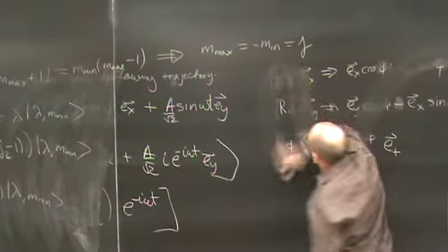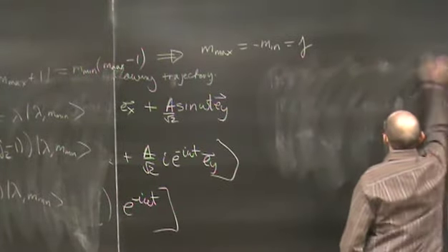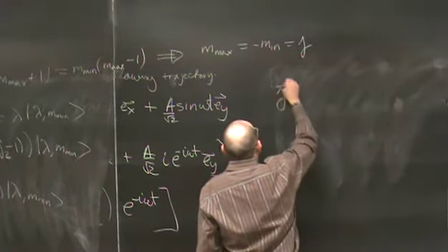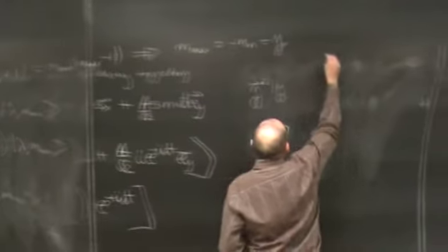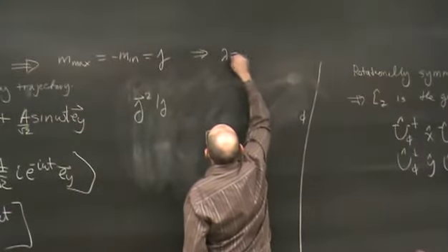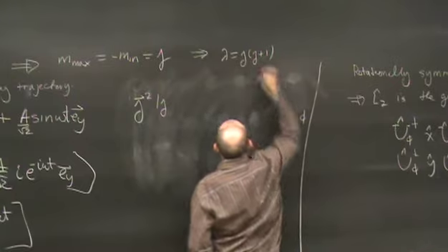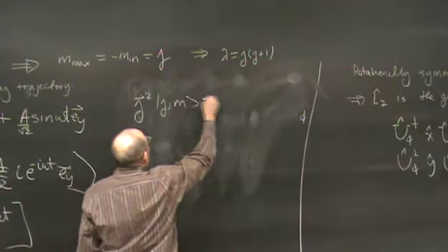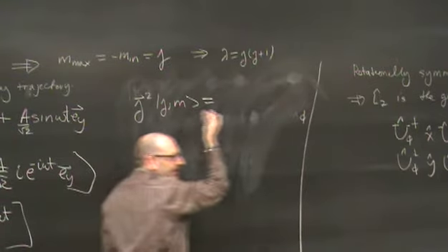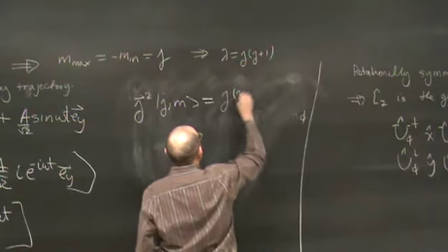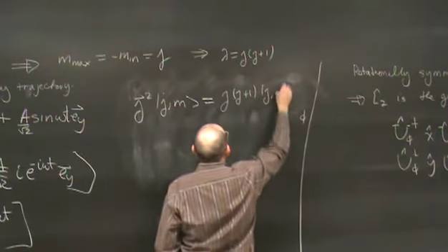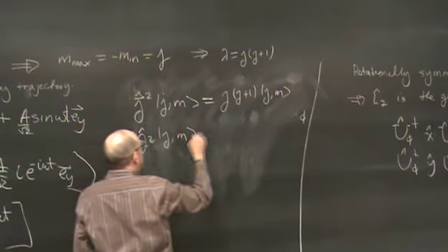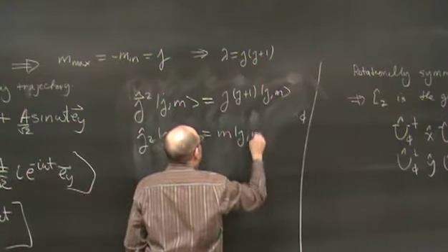So, what this tells us, we've now solved the problem. J squared, so that tells me lambda is j times j plus 1. You know that. Instead of lambda, we keep track of j, that this is j times j plus 1. And JZ is that.